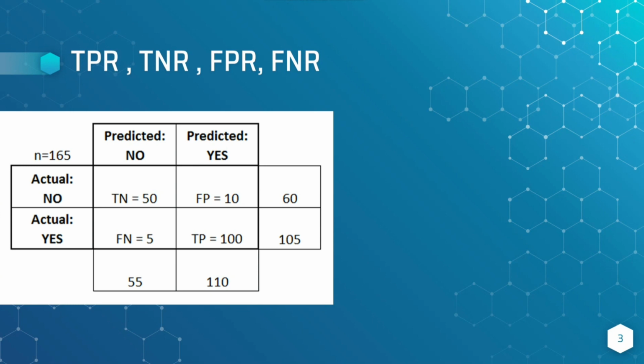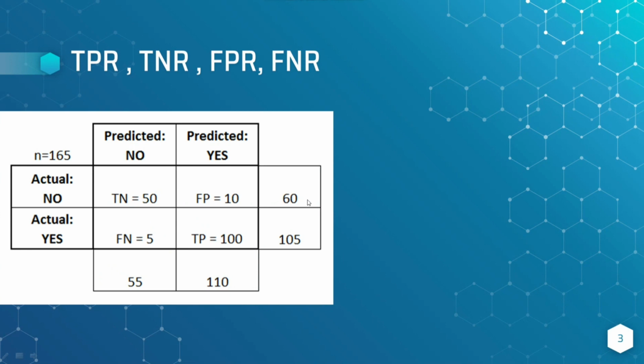What is FP? FP is false positive. Means actual value is negative but it has predicted positive. What is FN? FN means false negative. Actual value is positive and it has predicted it as negative. TP means true positive. Actual value is positive and predicted value is also positive. The value of TN is 50, FP is 10, FN is 5, and TP is 100.